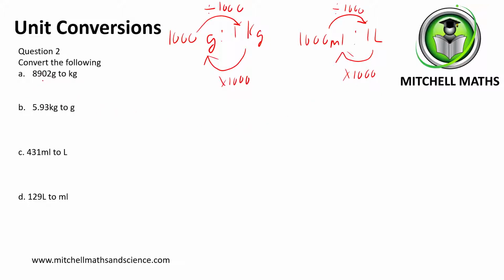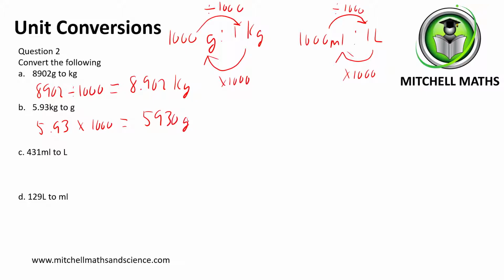Right, so first one is we're going from grams to kilograms. That means we're going to divide by 1,000. And if we divide 8,902 by 1,000, we get 8.902 kilograms. If we want to convert from kilograms to grams, we need to times by 1,000. 5.93 times by 1,000 is going to be 5,930, because there's 5,930 grams in 5.93 kilograms.